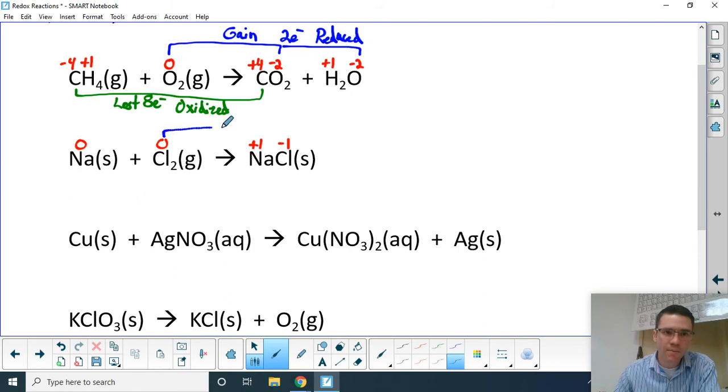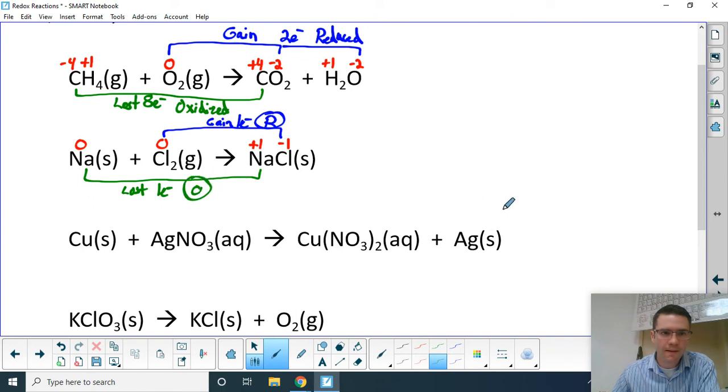That's our chlorine. It goes from a 0 to a -1, and we gain 1 electron, and that means chlorine was reduced. I'll just put an R for reduced here. And then for our sodium, it lost 1 electron, and it was oxidized. Okay.